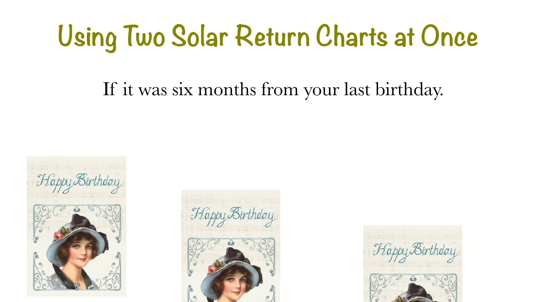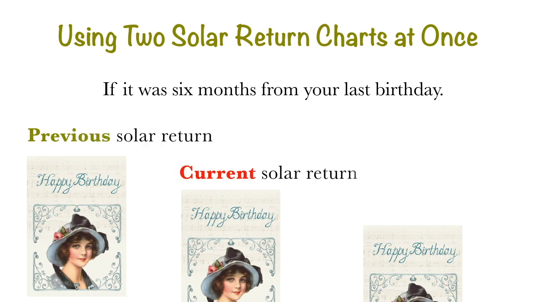But there is a situation where you may use 2 solar return charts at one time, and this would be if it's 6 months from your last birthday, so say your birthday is in July, so if the time is actually 6 months between your birthday and your birthday is in 6 months' time, you will then have the opportunity of using your previous solar return, and you could possibly even be looking at your current solar return as well. And then you would start to look to the next solar return.